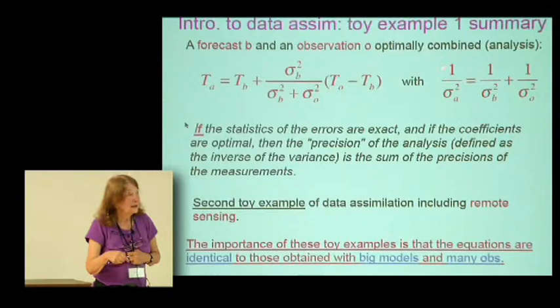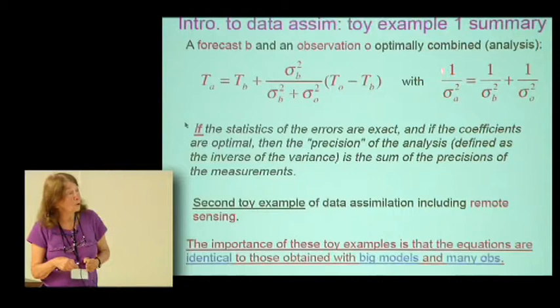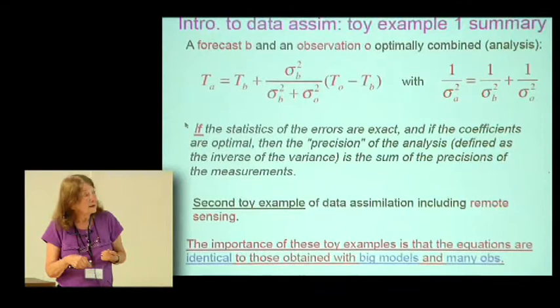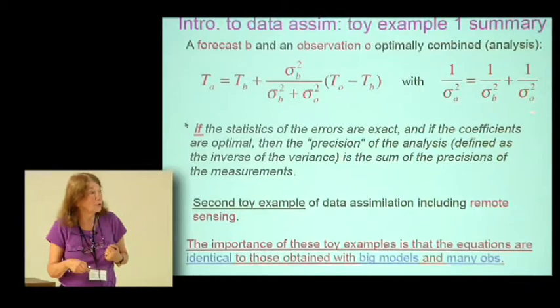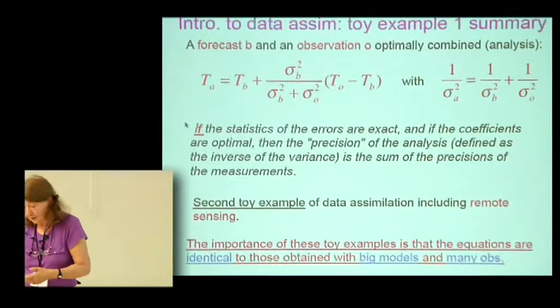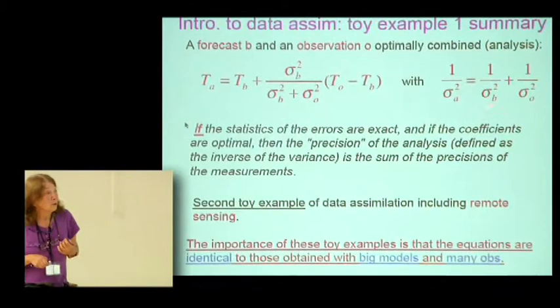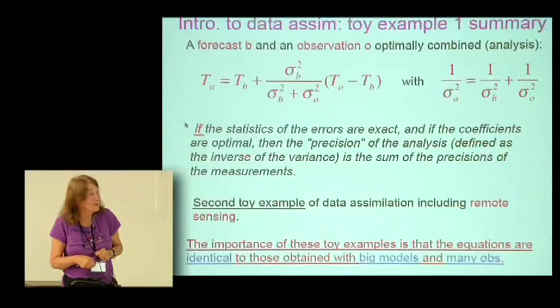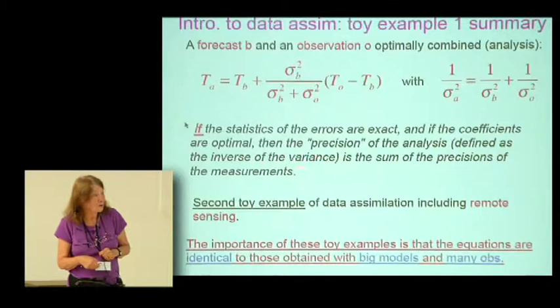And this is another beautiful equation that Michael also showed, that shows that the analysis precision, we could call it accuracy, the inverse of the analysis error variance, is the sum of the precision obtained, or the information obtained from the forecast plus the observation. So the analysis error is, if you are doing the right statistics, if your statistical assumptions are right, we increase the precision by combining the information from the forecast and the information from the observation. So if the statistics are exact and if the coefficients are optimal, then the precision of the analysis, the inverse of the variance, is the sum of the precisions.